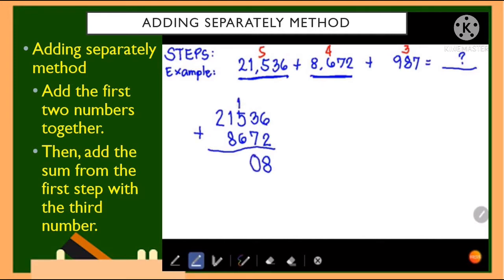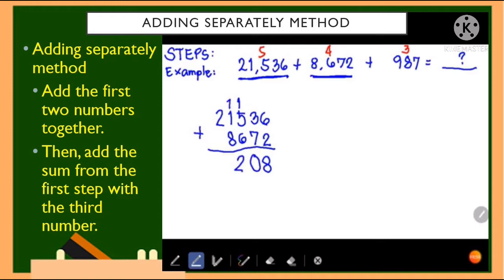Next, 1 plus 5 is 6. 6 plus 6 is 12. Very good. So 12, where do you put 2? Where do you put 1? I will put 2 down here, and I will put 1 up here.